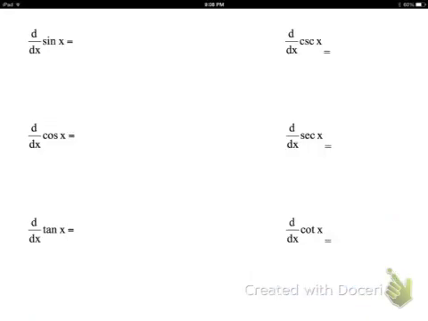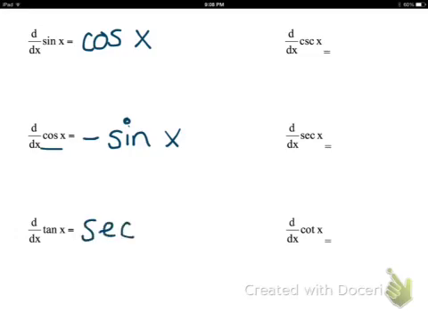What I'm going to do here is just give you the derivatives. The derivative of sine is cosine. The derivative of cosine, if we did the same thing, is negative sine. If you took the graph of cosine and graphed the derivative, it's negative sine, which really is just sine flipped over the x-axis. Okay, the derivative of tangent is secant squared.